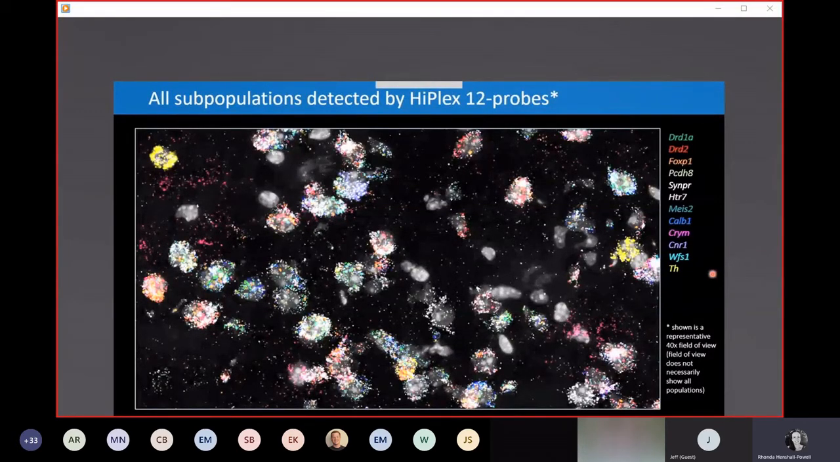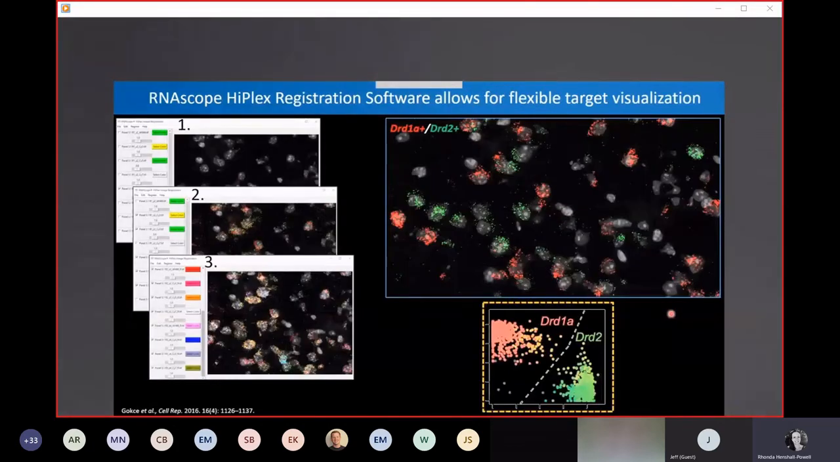Now, what you're looking at here is 12 colors all piled up on top of each other in the same image. So it starts to get a little bit difficult to look at. You combine 12 different colors, they all sort of start to turn white in the end. With the HiPlex registration software, you're registering images from your various rounds of HiPlex probe detection onto one another, but this also allows you to visualize these targets in a flexible manner. You can toggle on and off different channels.